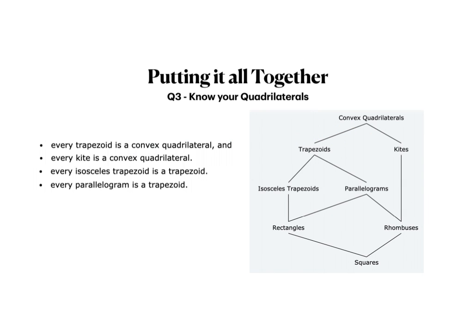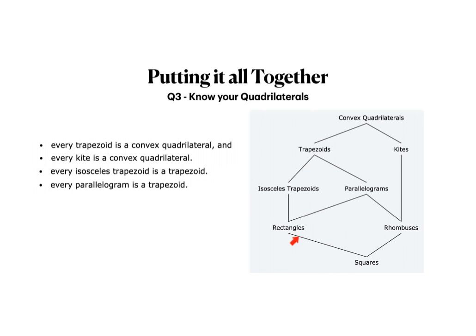So in this context, every trapezoid is a convex quadrilateral. We can see that's the case. Every trapezoid is a convex quadrilateral. Every kite is a convex quadrilateral. Every isosceles trapezoid is a trapezoid. Every parallelogram is a trapezoid.